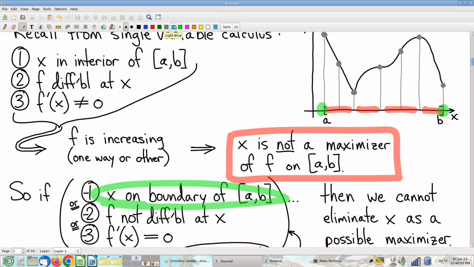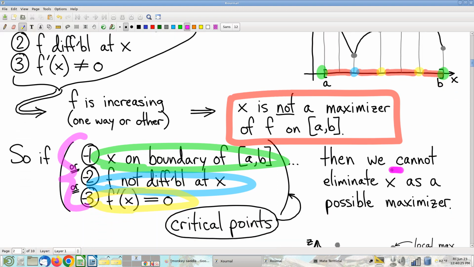Likewise, there's a failure of differentiability here. Right, and then let's see here. We have, I'll use yellow to stand out, where the derivative is 0. Can't eliminate those points. So any point where any one of these things happens, any point that I can't eliminate, we call it a critical point.